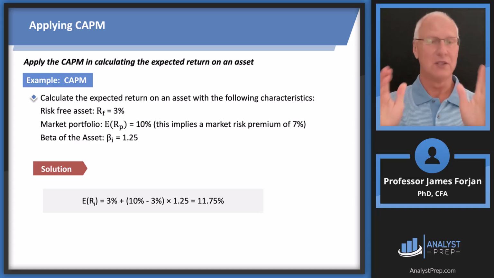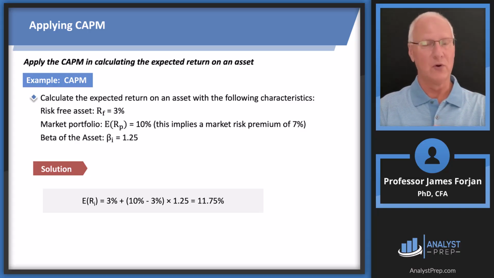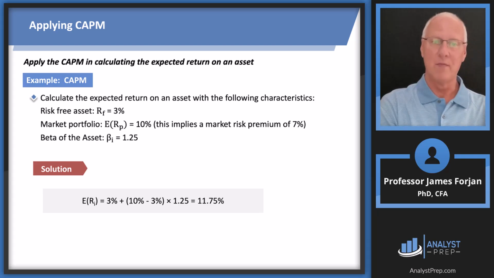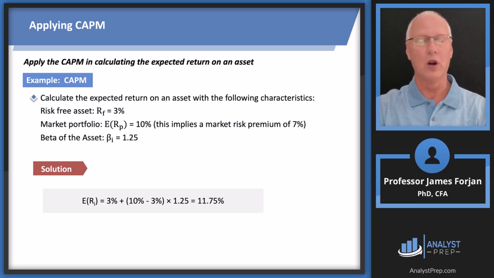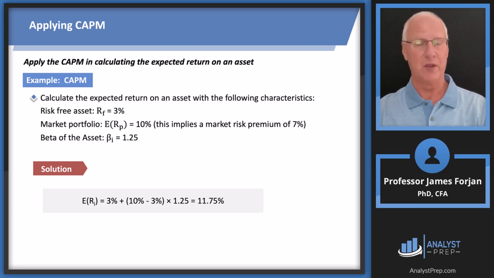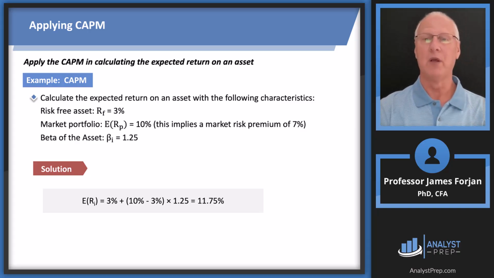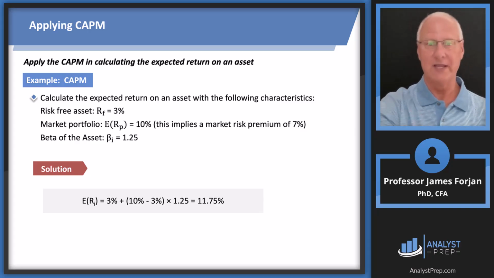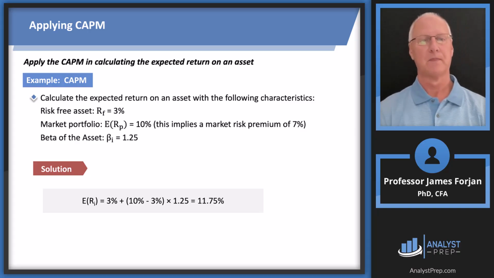All right, remember now, this is super important. What GARP could do on the exam is they could give you the market portfolio of 10%, or they could give you the market risk premium or the equity risk premium. So 7%, right? 10 minus 3 is 7. Beta of this asset is 1.25.